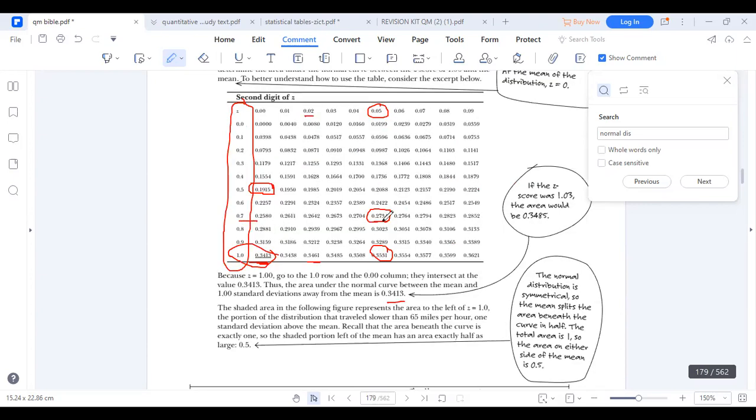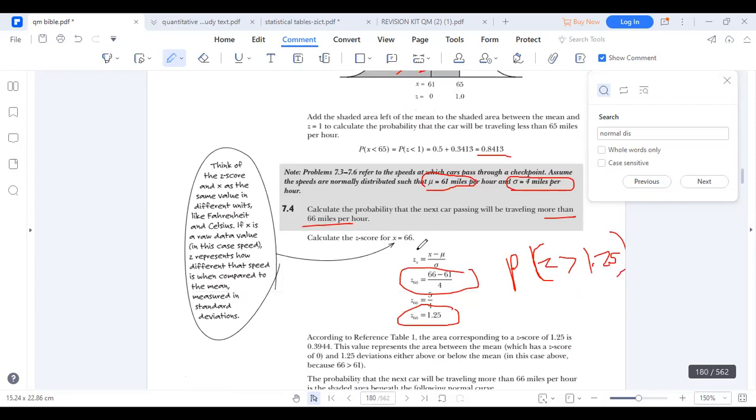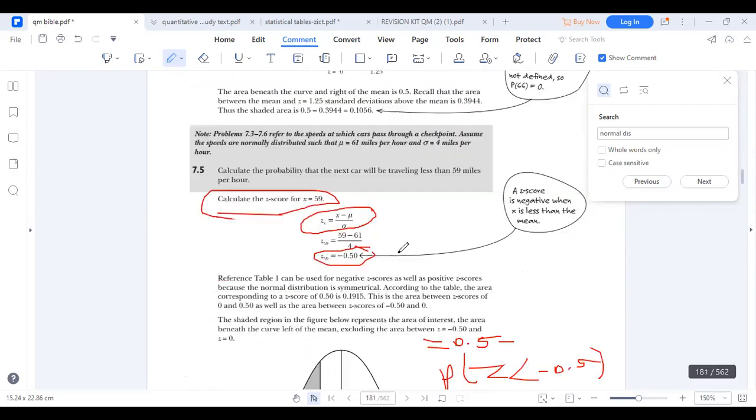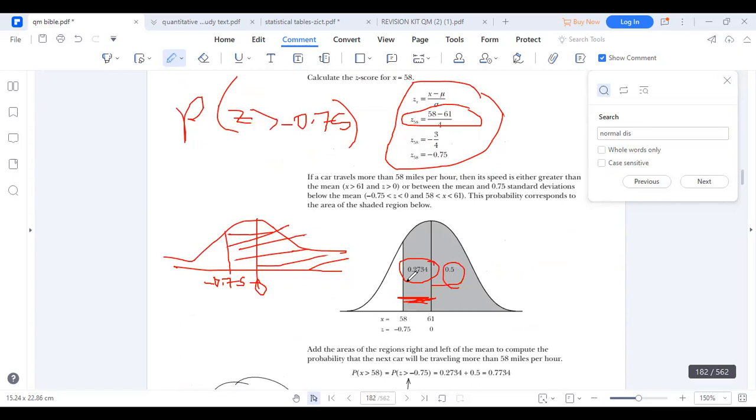Negative 0.75, 0.2734. So 0.2734 plus 0.5. So this one will give us 0.7734. So this is the probability that we have here.